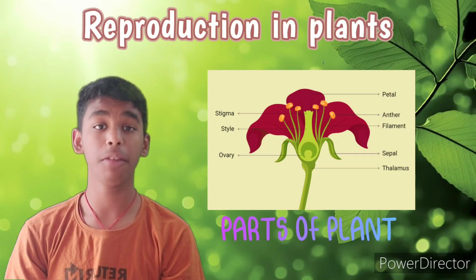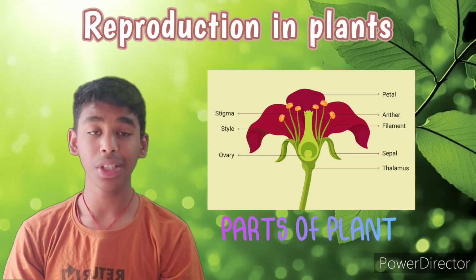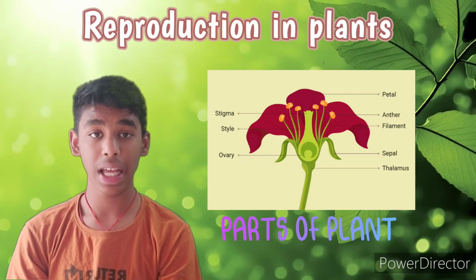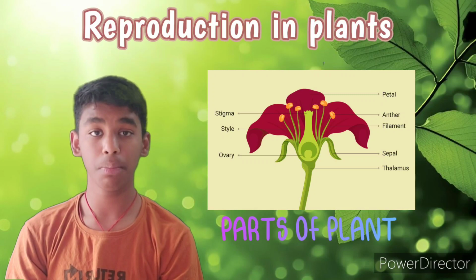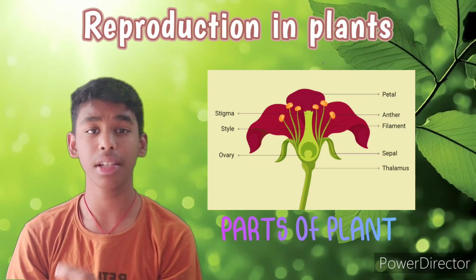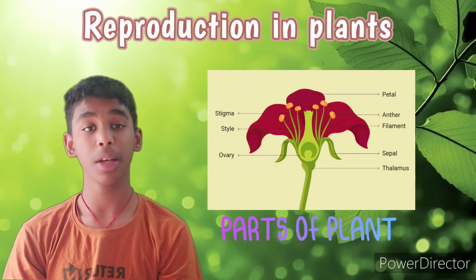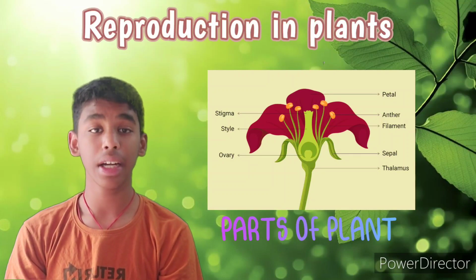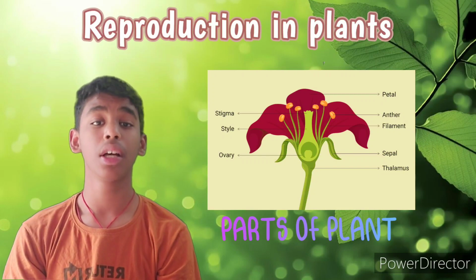Next up, we have the female reproductive part, and it is called the pistil. So the pistil also has three parts: the stigma, style, and ovary. So the stigma is the place where the pollen grain should land, and the style connects the stigma and the ovary. And the ovary is the place where the fertilization process takes place, and it contains ovules. So these are all the parts of a flower.